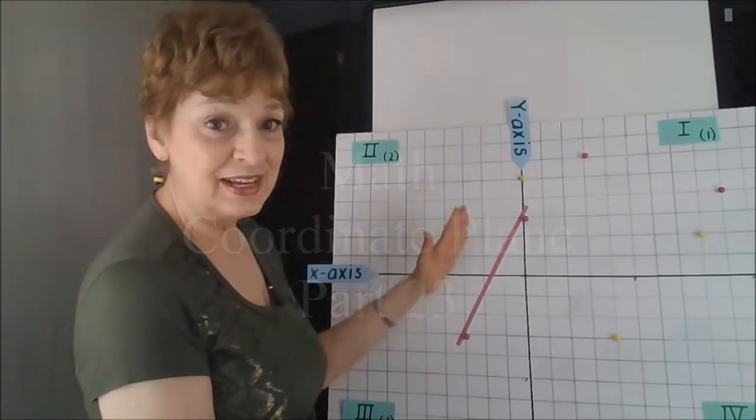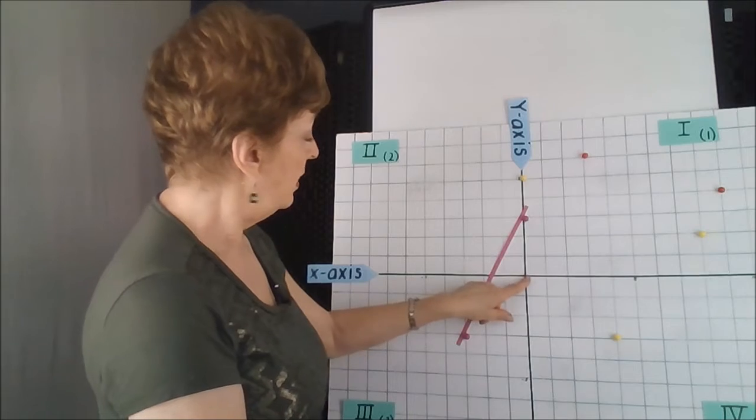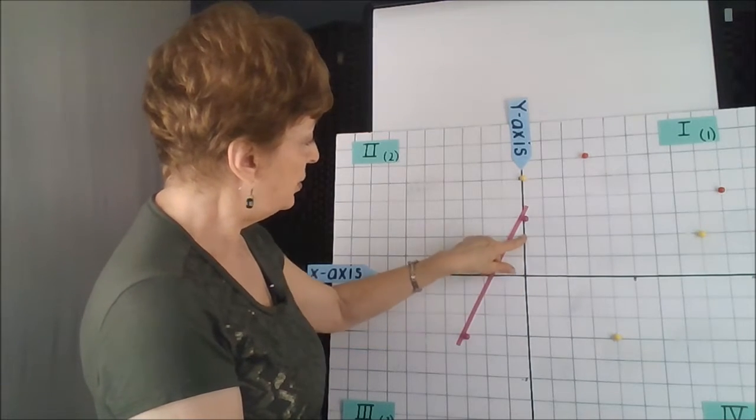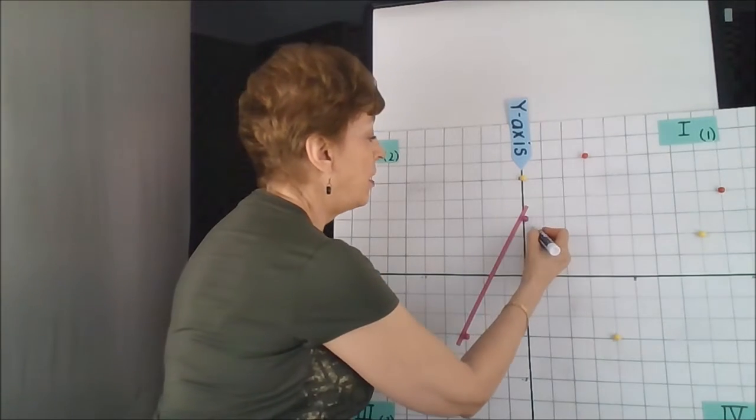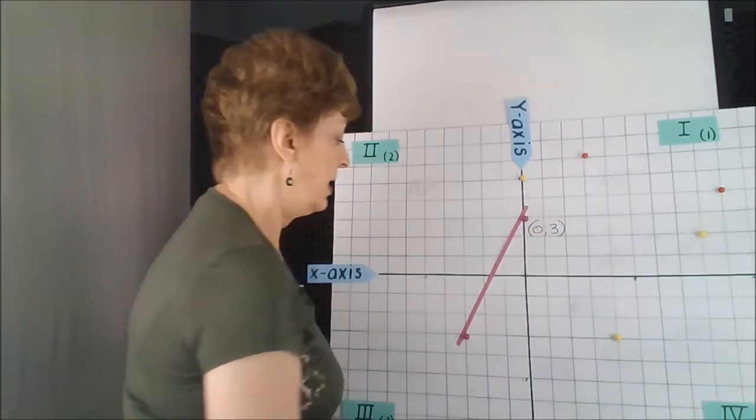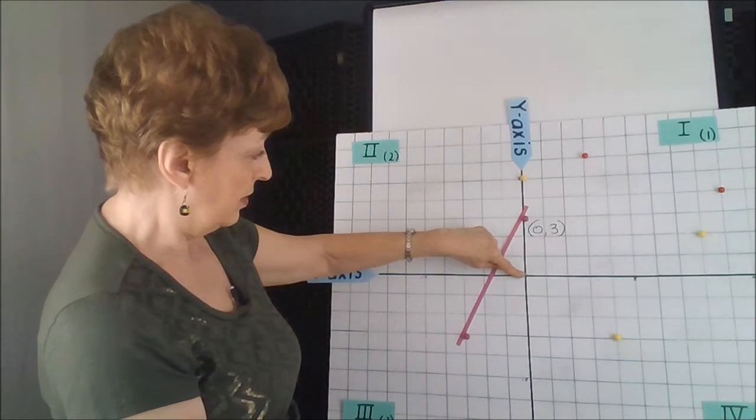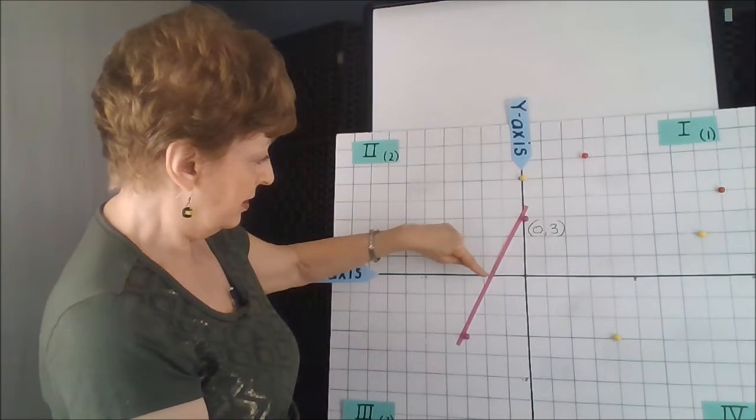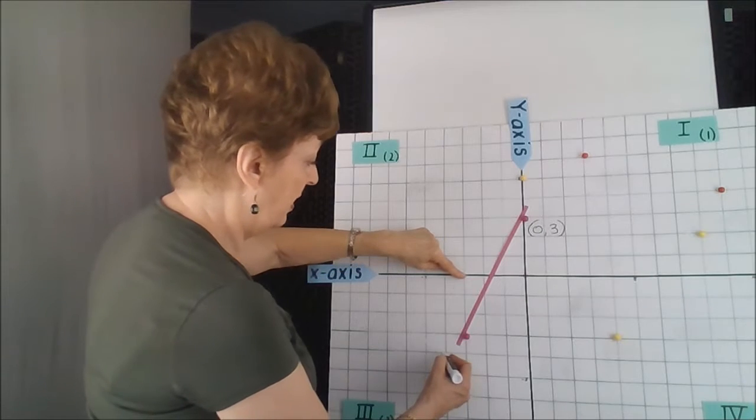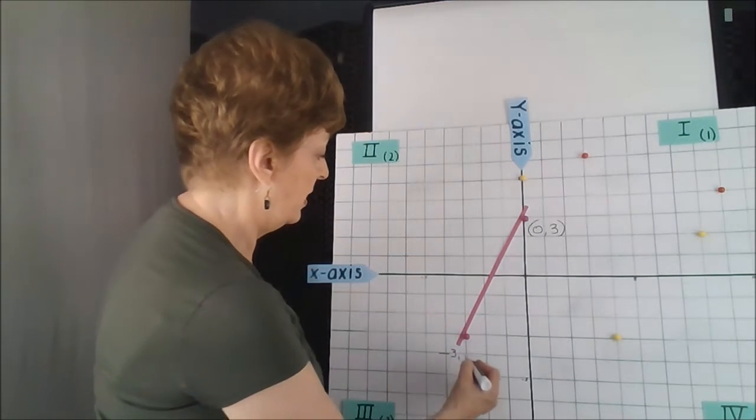Let's say we have these ordered pairs. Let's find their addresses. Here we've got 1, 2, 3, and we've got a 0 and 3. And on this ordered pair, we have 1, 2, 3, a negative 3, and 1, 2, 3, a negative 3.